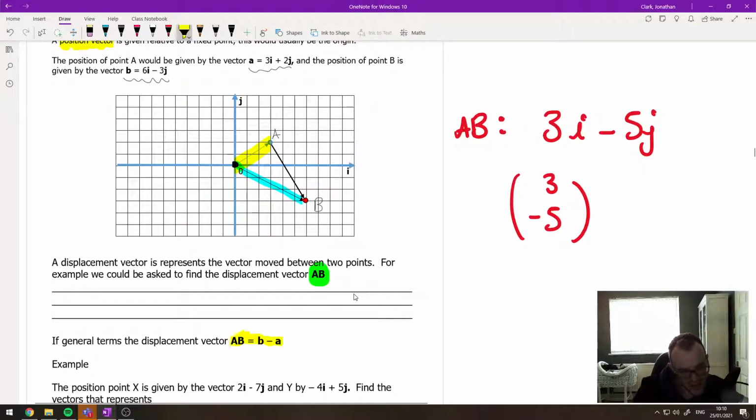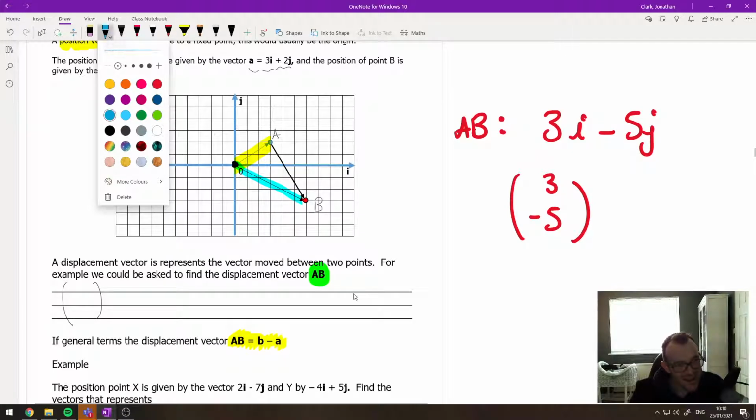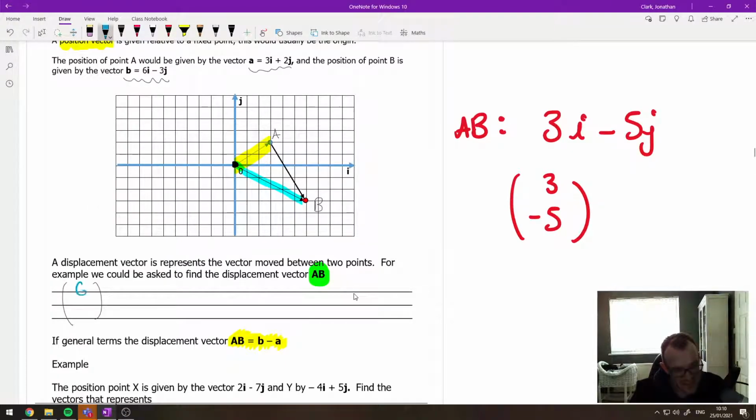Right? To work out any displacement vector, we just take one position away from the other and it'll be b minus a. So the value of b, 6i minus 3j, let's write that in. And I'll write it in a column because I like a column. So it'll be 6i take away 3j, that's b. I'm going to work out that minus a now. So b minus a, the brackets a bit bigger there.